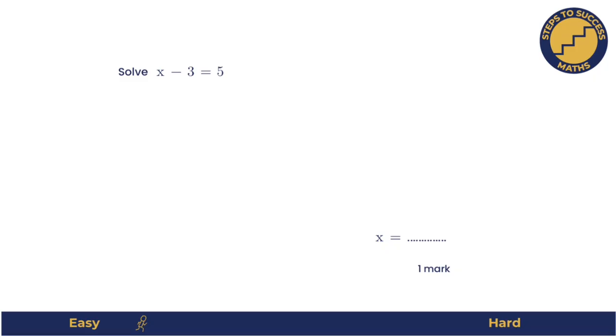Solve x take away 3 is equal to 5. This time we want this x by itself, so we want to get rid of take away 3. The opposite of take away is add. So using our train tracks, we're going to add 3 to both sides of our equation. On the left-hand side, we're just left with x, because negative 3 plus 3 disappears. And on the right-hand side, we've got 5 plus 3, which gives us 8. So x equals 8 is our answer.